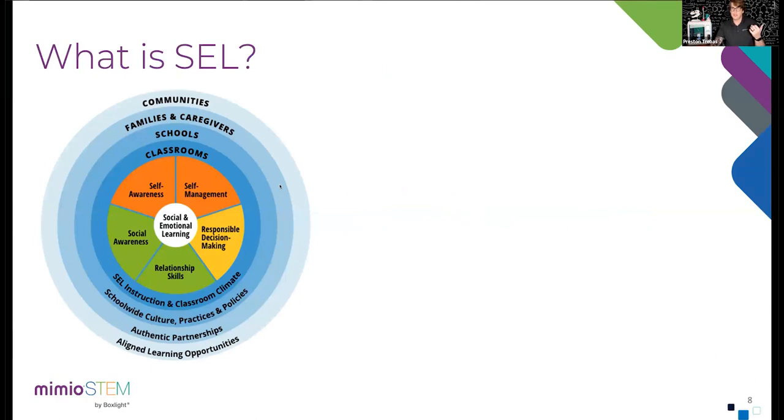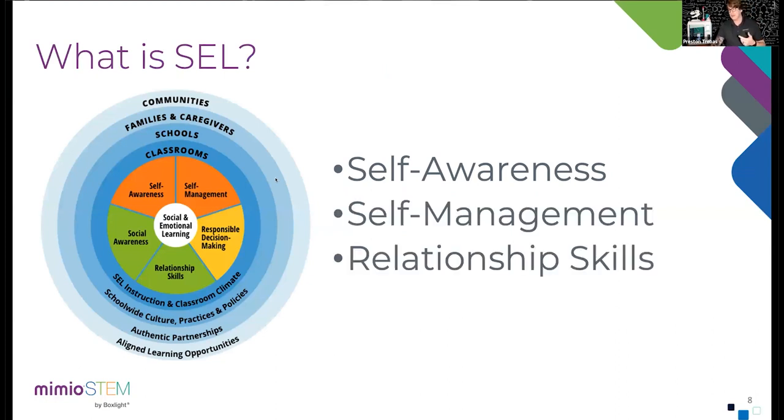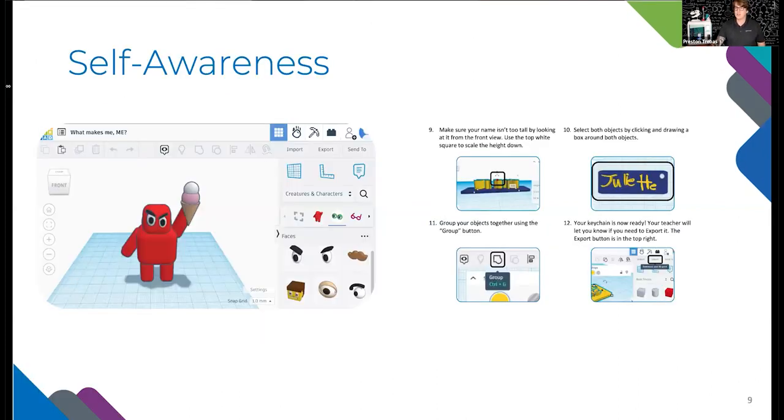And like I mentioned, with these 5 competencies, the ones that I want to focus on today are going to be self-awareness, self-management, and relationship skills. So starting with self-awareness, there are a ton of different activities and ideas, but I wanted to highlight a few that have to do with 3D modeling and 3D printing. Self-awareness, being aware of who we are and how we move through the world and our identity, is extremely important for all students K through 12.